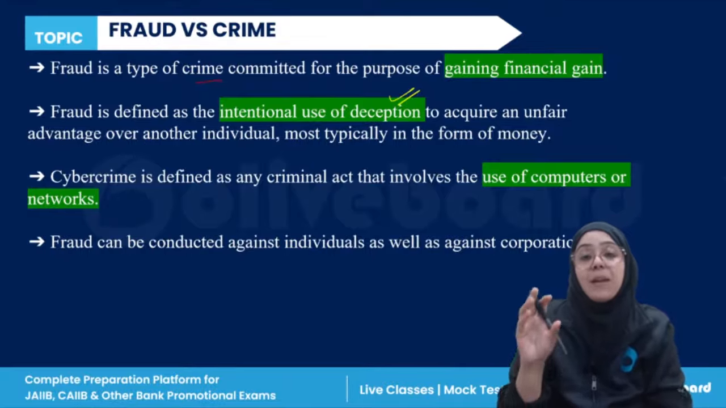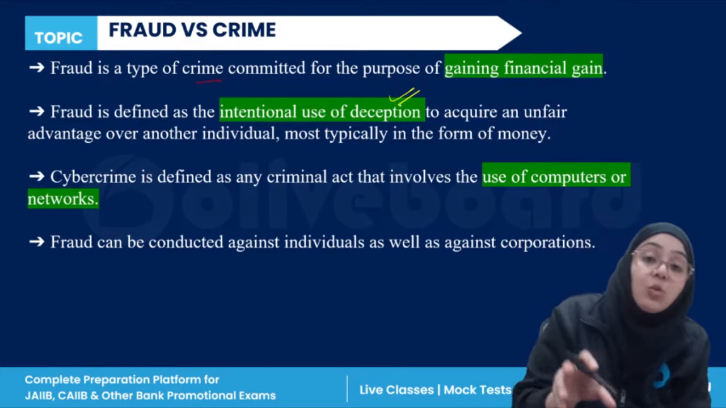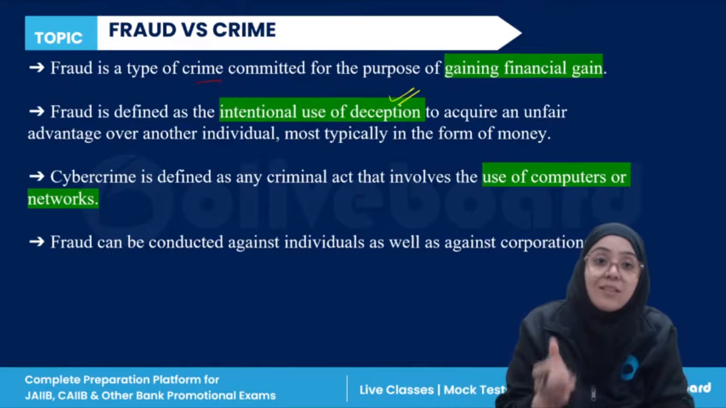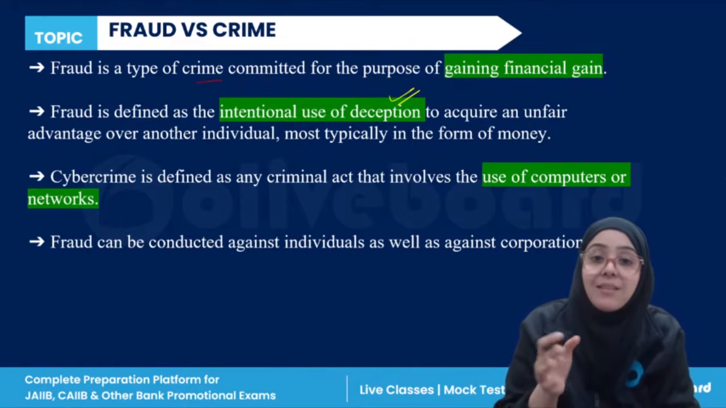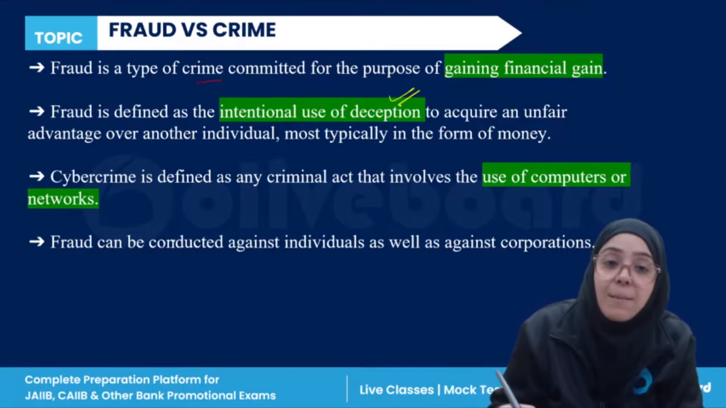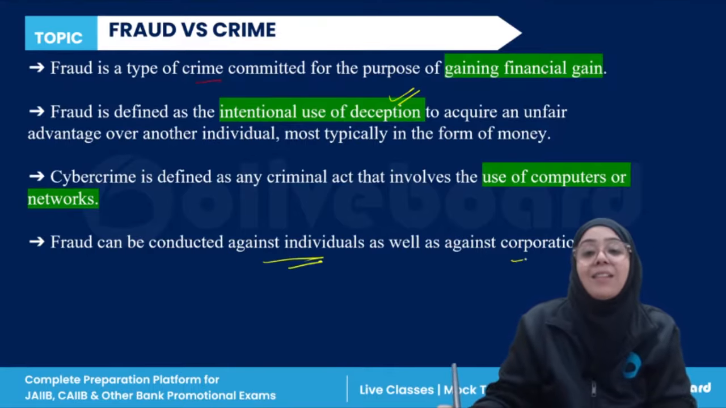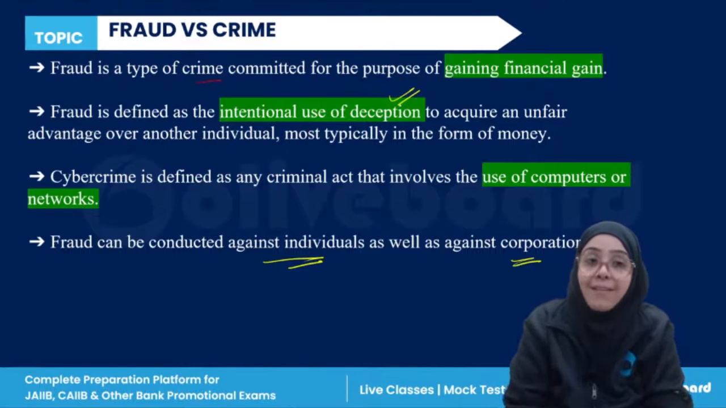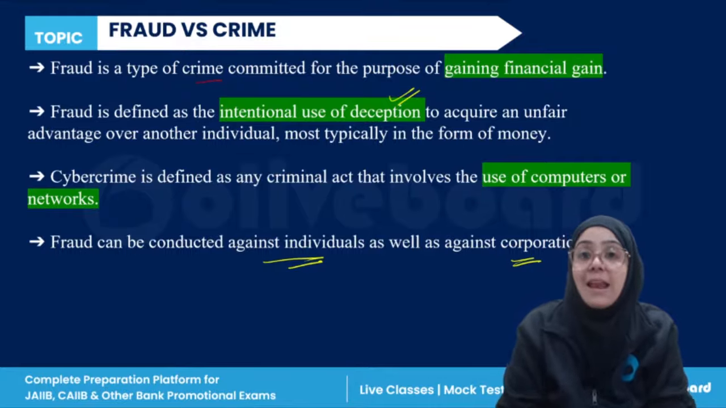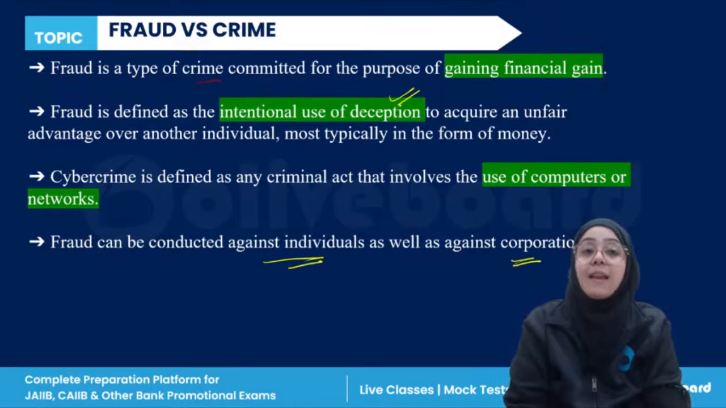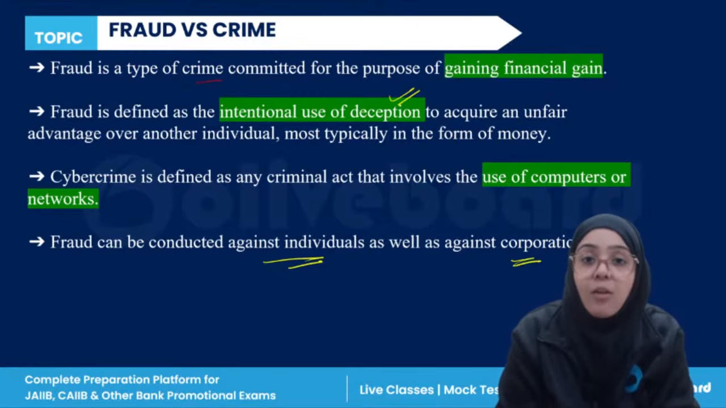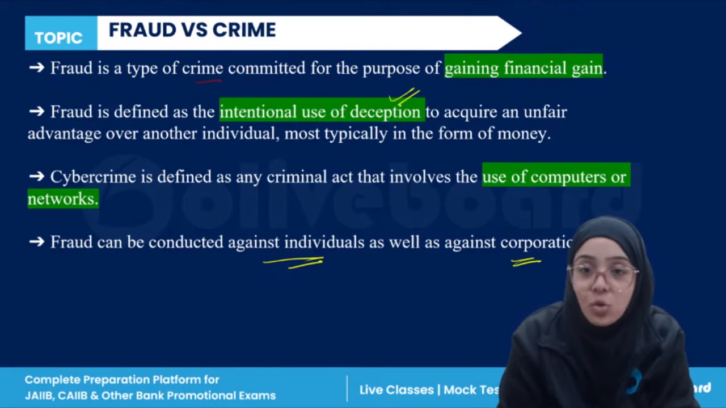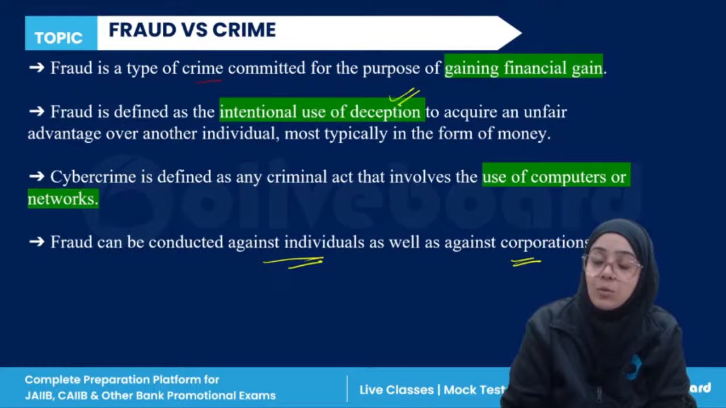Cybercrime is defined as a criminal activity that involves the use of computers or networks, right? So when you are using computers for executing any type of fraud, it is known as cybercrime. Fraud can be conducted against an individual as well as against a corporation. Fraud is taking unnecessary financial gains, or taking unnecessary advantage of financial gains. And cybercrime is actually the use of computers and networks, right?